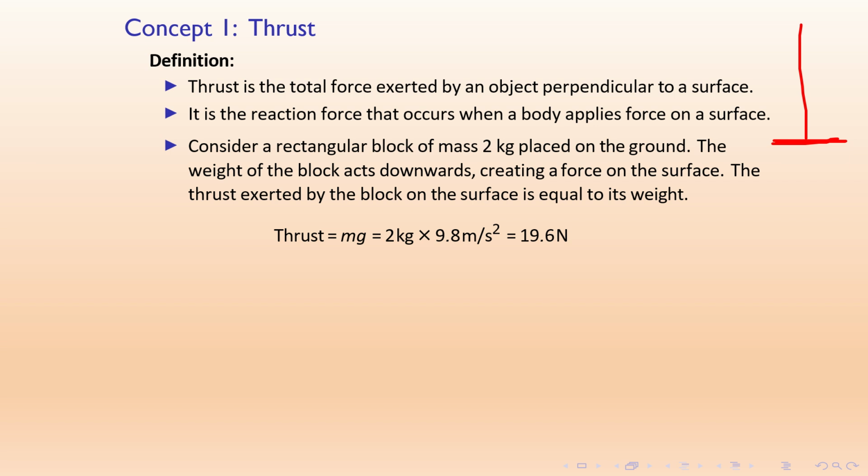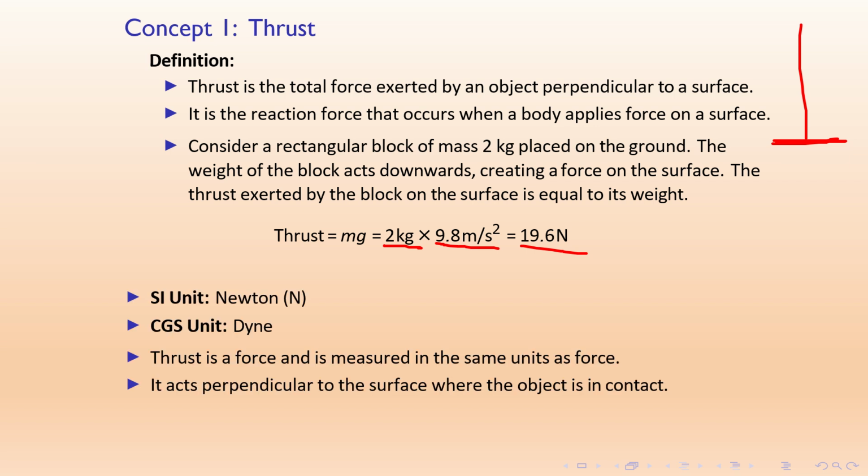The mass of the body is 2 kg and acceleration due to gravity is 9.8 meters per second squared. So when you multiply these both, we get 19.6 newtons, so the thrust acting upon this block is 19.6 newtons.